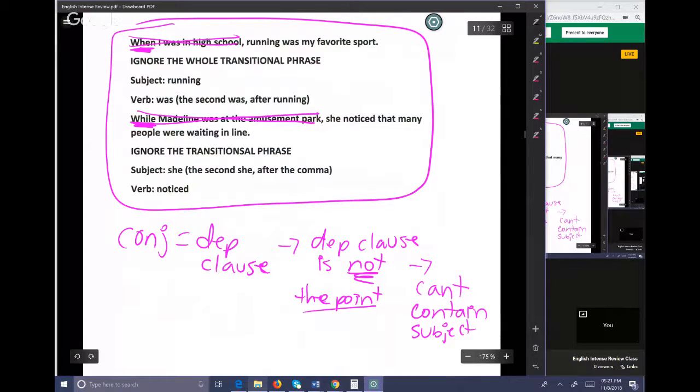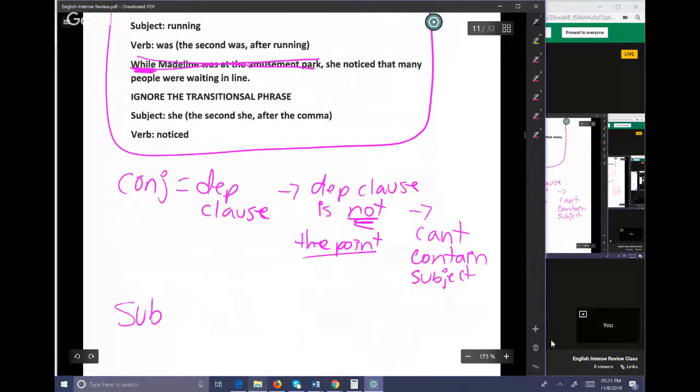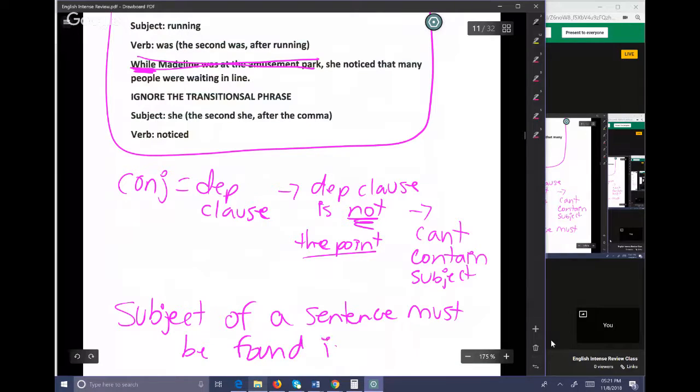Another way of saying what I just said is the subject of a sentence must be found in the independent clause. You cannot have the whole subject of your entire sentence be in the dependent clause. That is impossible. So whenever we use a conjunction, it does something very specific to our sentence.